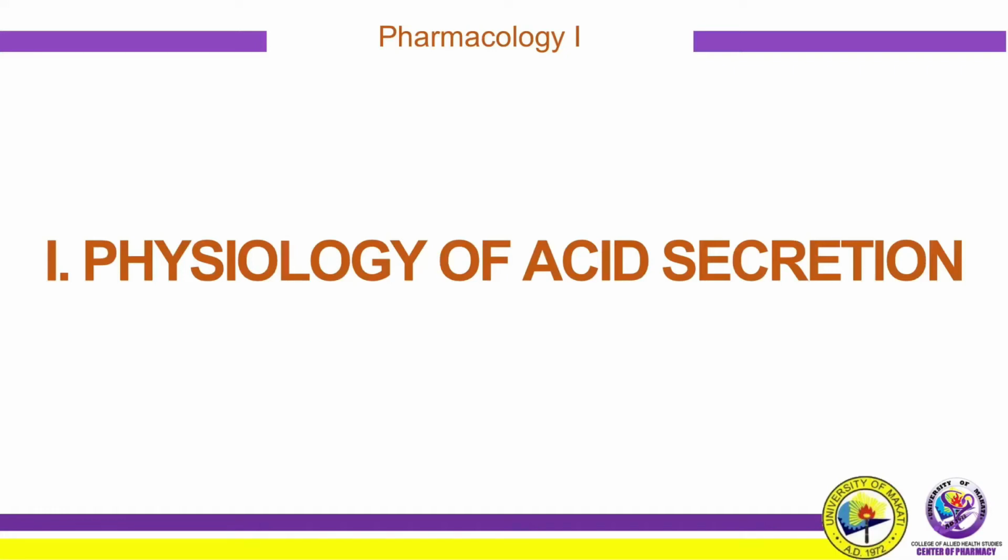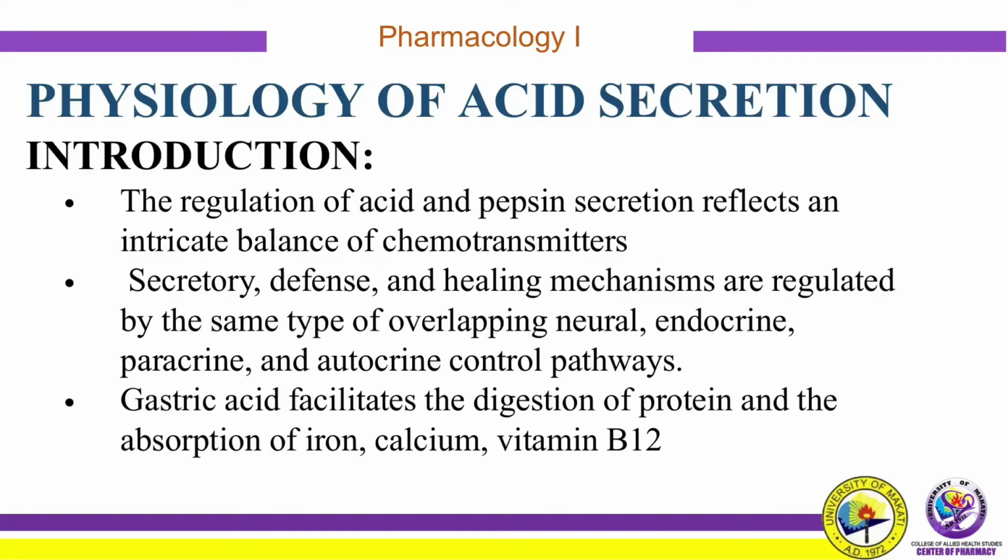Let us proceed to acid secretion, enteric nervous system, vomiting center, and other secretory functions. So for the first topic, it is physiology of acid secretion. The regulation of acid and pepsin secretion reflects the intricate balance of chemotransmitters delivered to the gastric mucosa by several pathways that mediate both stimulatory and inhibitory mechanisms.